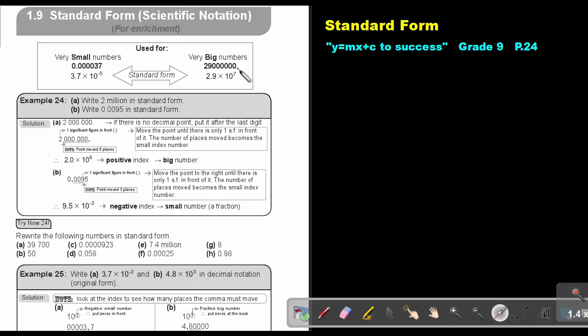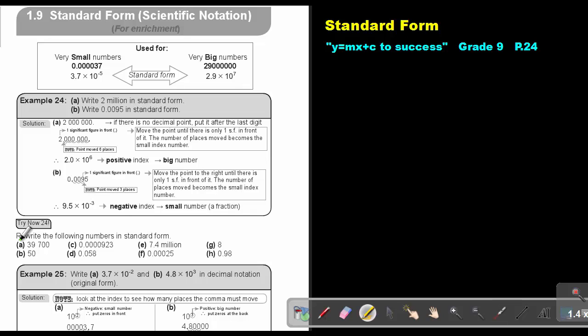And this one, remember, if there's not a point, it's at the last digit. So I start moving until there's one significant figure in front of it. So I count 1, 2, 3, 4, 5, 6, 7. So it's 2.9 times 10 to the power of 7.